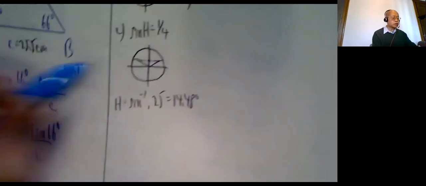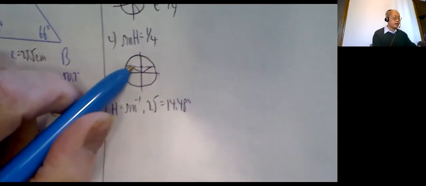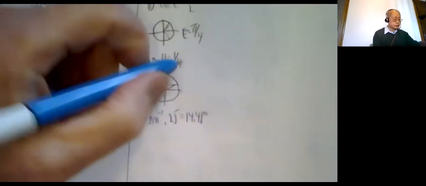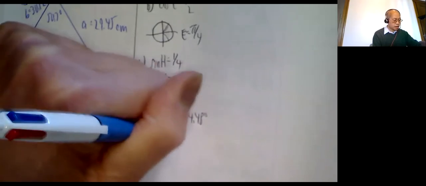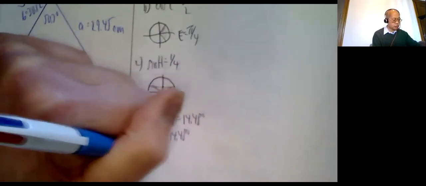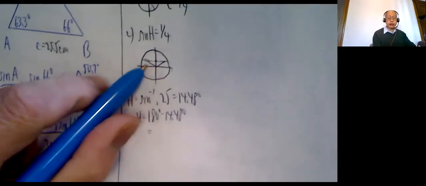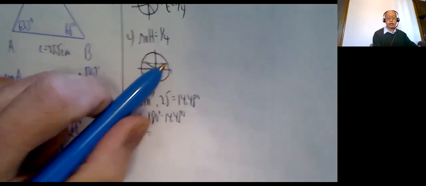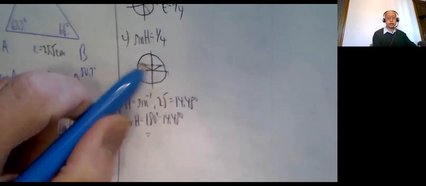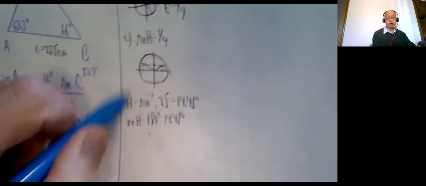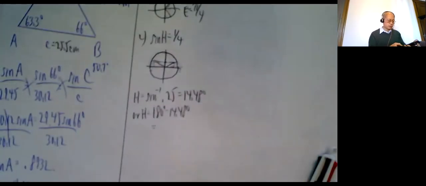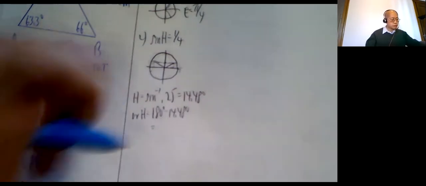But what's the second quadrant angle? It's 180 minus 14.48 degrees. Okay, second quadrant angle would also work. By symmetry, this is 14.48. So the angle in standard position, meaning this is 0, this is 180, so 180 minus 14.48. 180 minus the answer. 165.52.